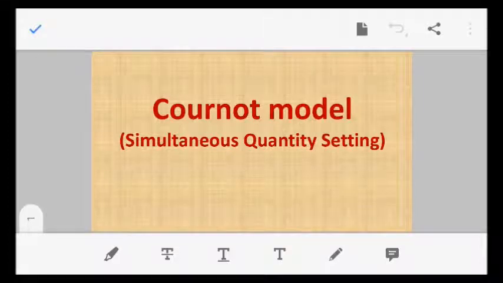Today we will discuss the Cournot model, also known as simultaneous quantity setting. In an oligopoly market, the Cournot model explains how different firms set their quantities. Let's start the Cournot model.